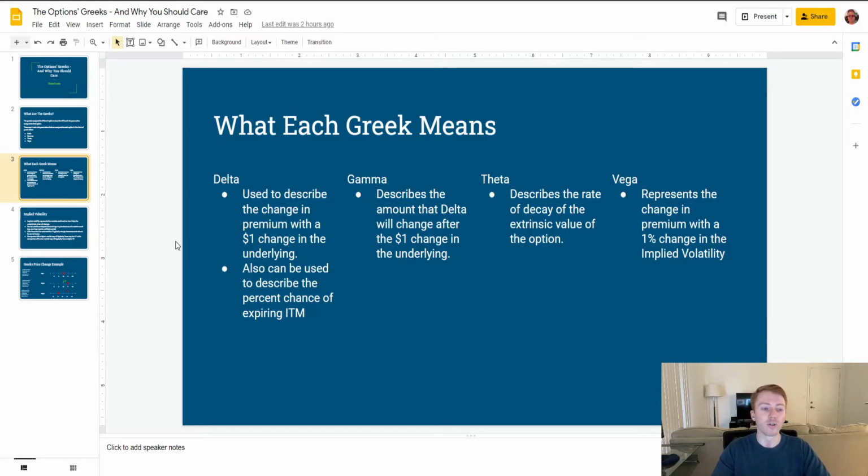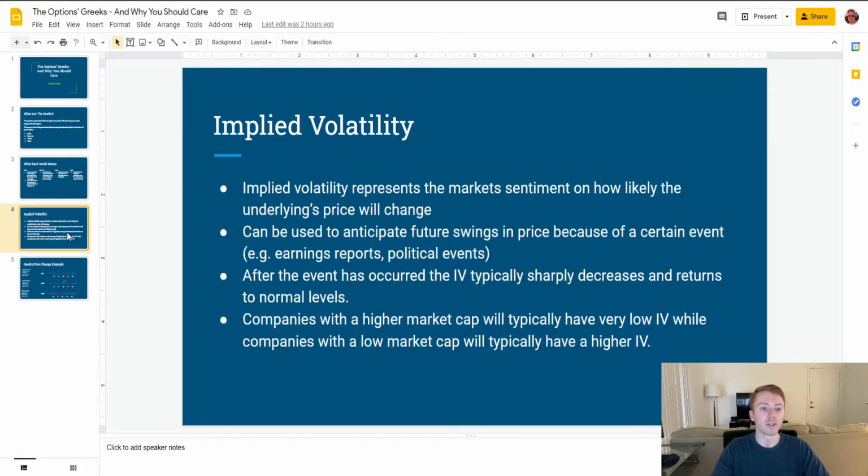So now let's go over what implied volatility is. Implied volatility represents the market sentiment of how likely the underlying's price will change. If it's really high, it can be used to anticipate future swings in price because of a certain event. This could be like earnings reports coming out, where implied volatility will be super high. This could even be political events, like with the election that we just had, where implied volatility on options was super, super high.